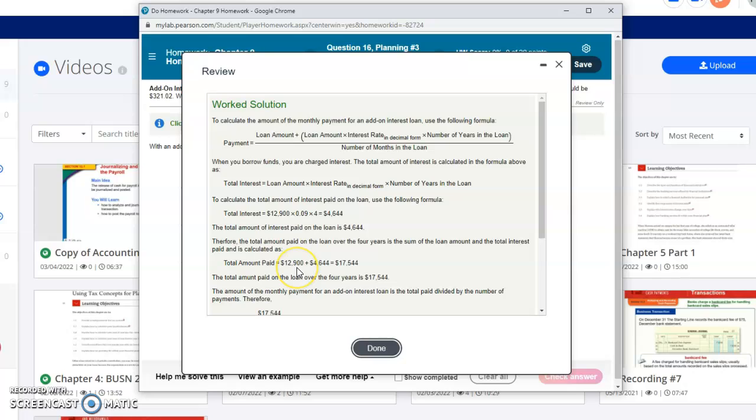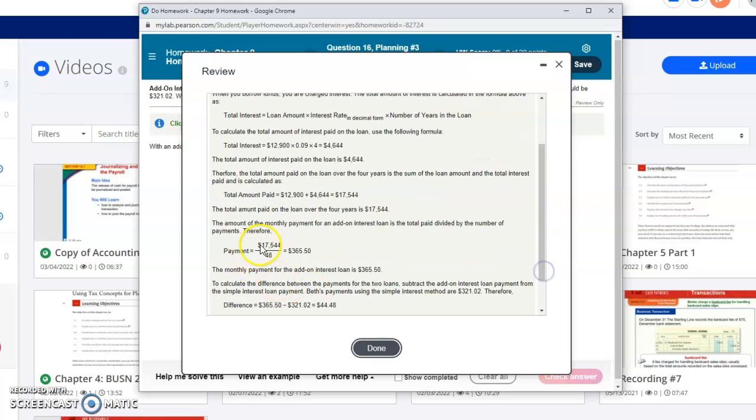Then adding $12,900 to that, I have $17,544. Then I'm going to take that and divide by 48 months, because 4 years, 4 times 12 gives you 48 months. Because when you make these payments, you're going to pay monthly. When I divide by 48, I get $365.50. So that's the monthly payment.